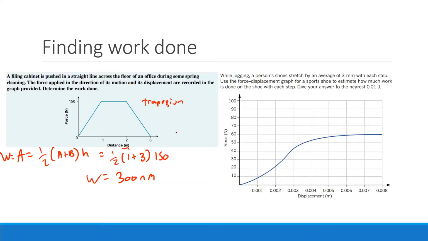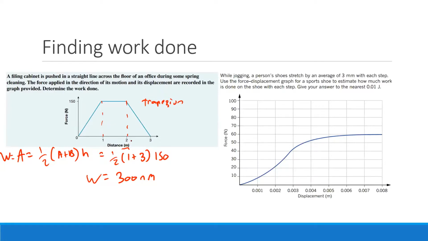Now, if it was a different shape, like a rectangle or a triangle on top of a rectangle, you may have to use different calculations. But it's just finding the area. And if you hate remembering trapeziums, you could cut this into 2 triangles and a rectangle. That would still work. It would just take a little bit more time.